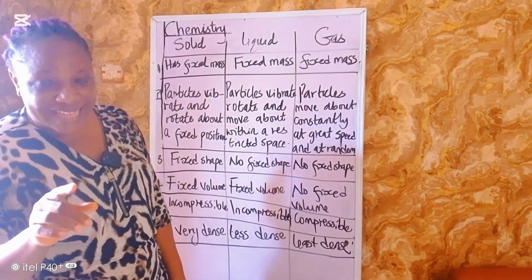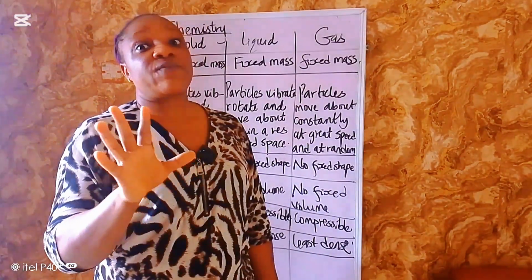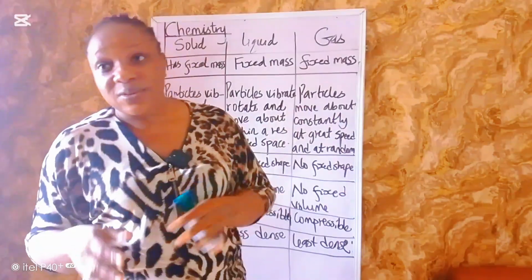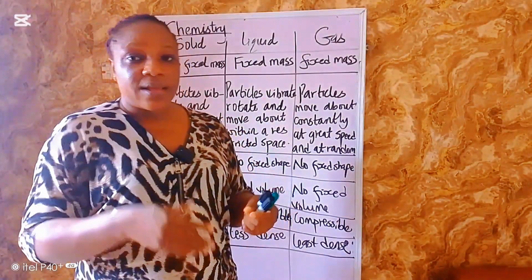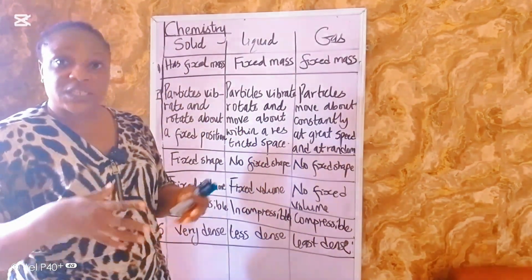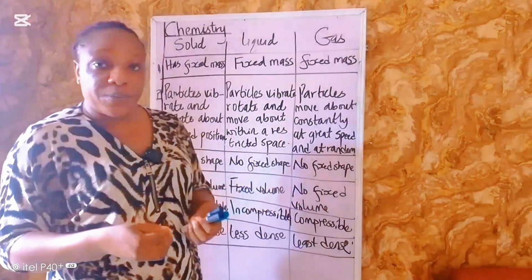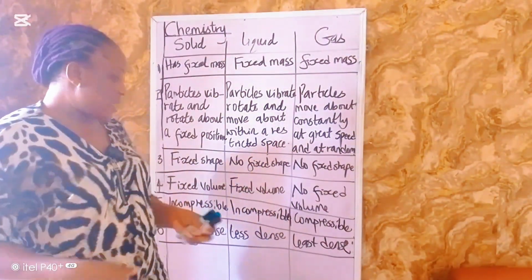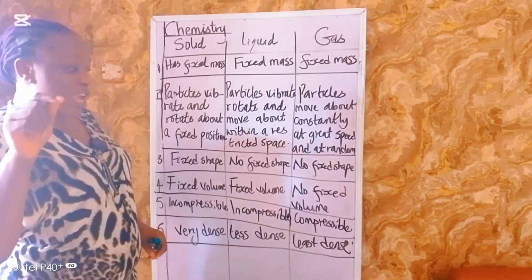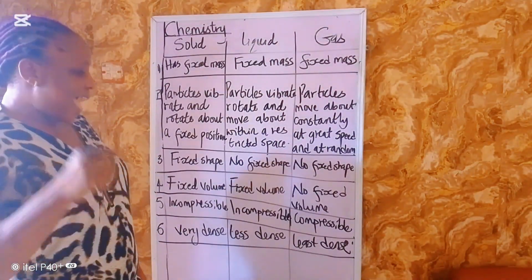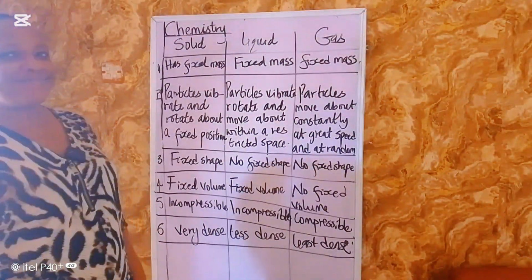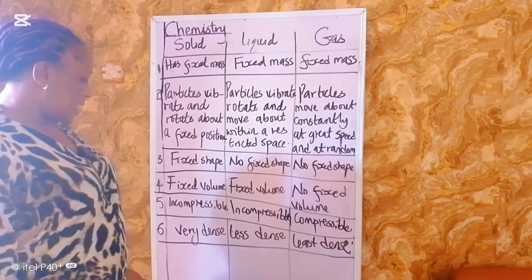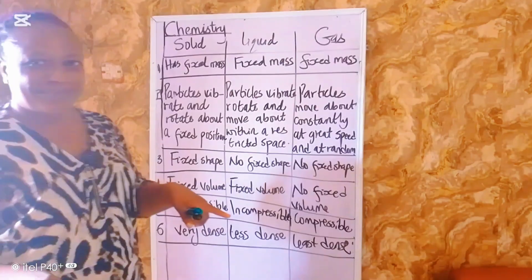We can compress gas. That's why we use it in many places. You can use it in your car, as a gas cooker, as a lighter. The oxygen we use in the hospital, we can compress the gas oxygen and put it in a cylinder. So we can compress gas. But the others are incompressible, while gas is compressible. You understand?